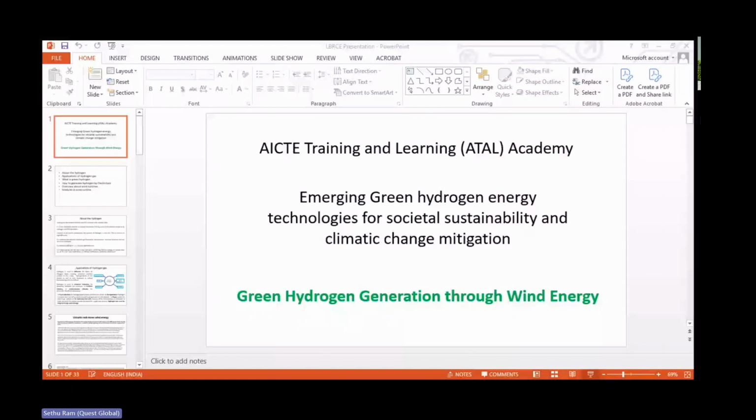So I want to show some overview about hydrogen generation through wind energy. In this topic, I will cover what is hydrogen, the applications of hydrogen gas, what is green hydrogen, how to generate hydrogen by electrolysis, an overview about wind turbines, and some modules in the wind turbine. I think the first three might be repeating for you, everyone. So even then, please focus on this topic. Maybe some points may be new or old.